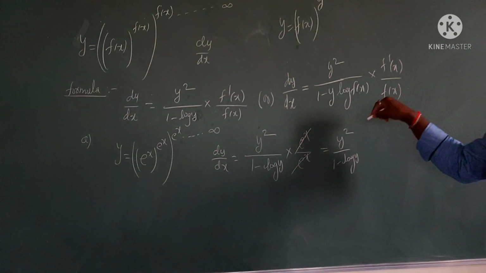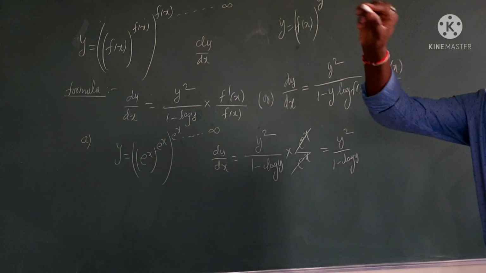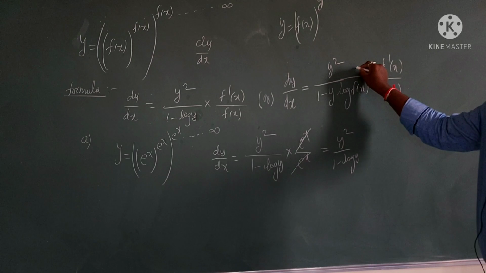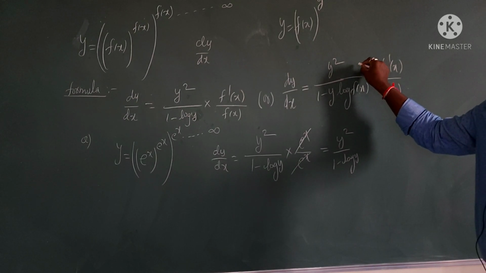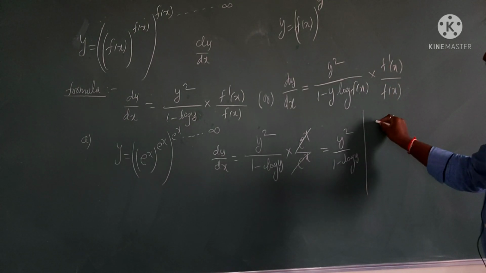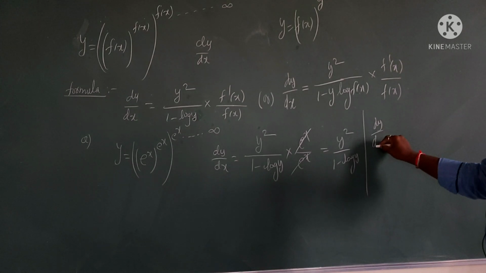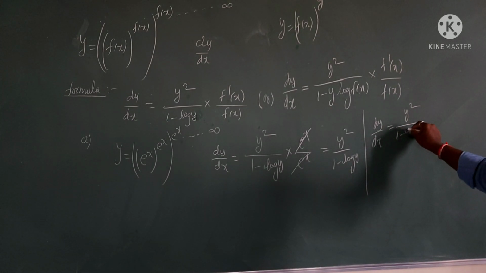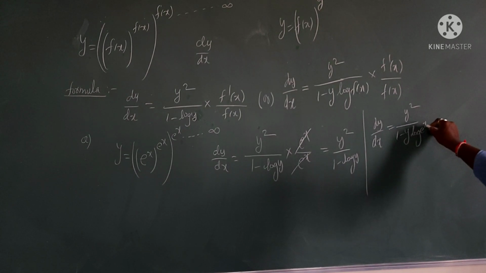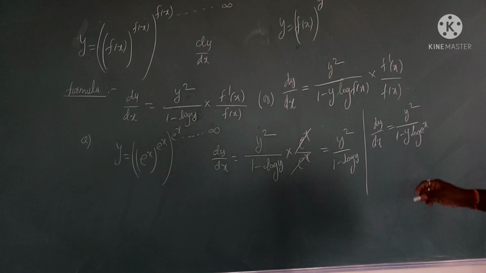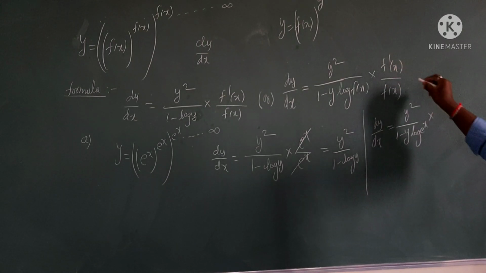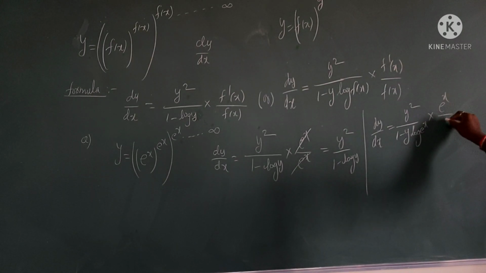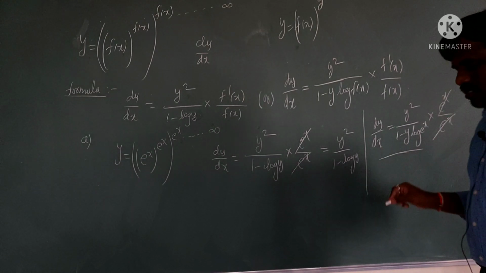Suppose this option is not there in the question. Suppose in the options you did not find it. Then this is the possibility. So according to this, what can I write here? dy by dx is equal to y square upon 1 minus y into log e power x, right? f of x is log e power x, into e power x differentiation is e power x, upon e power x. e power x cancels. This is your answer.